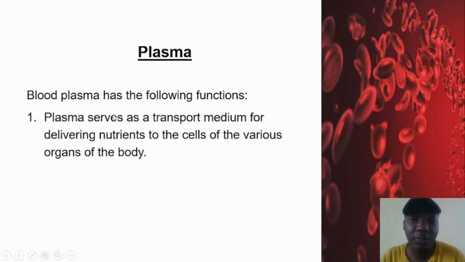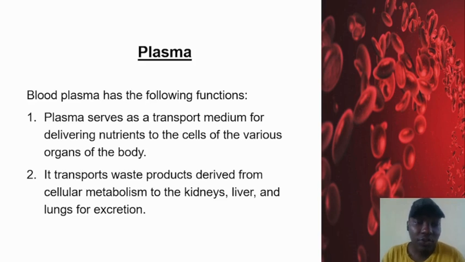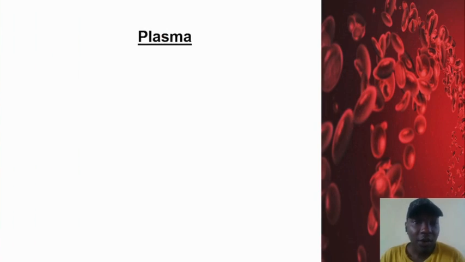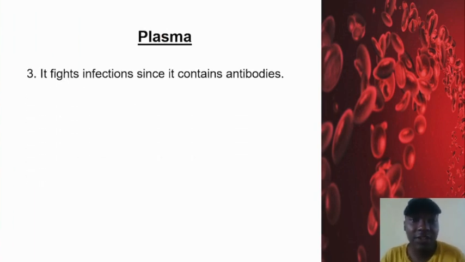The first one is that plasma serves as the transport medium for delivering nutrients to the cells of the various organs of the body. So that's the first use. Also, it transports the waste products from cellular metabolism to the kidneys, liver, and lungs for excretion. So it plays an important role in the excretion process, and it fights infections since it contains antibodies. So it is also there to fight the various infections that a body can encounter.